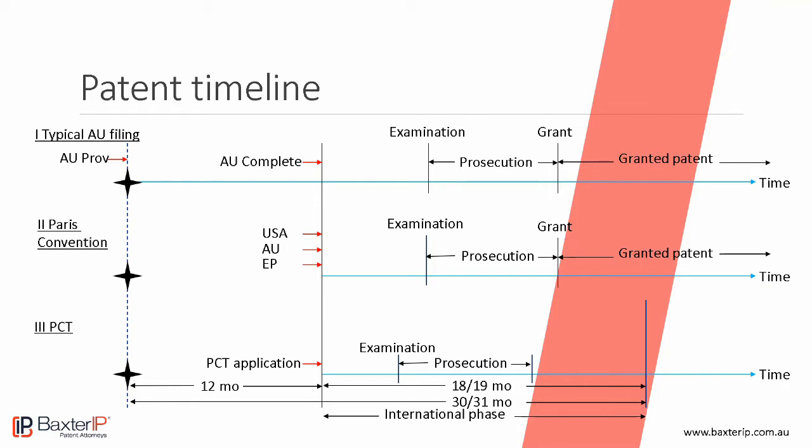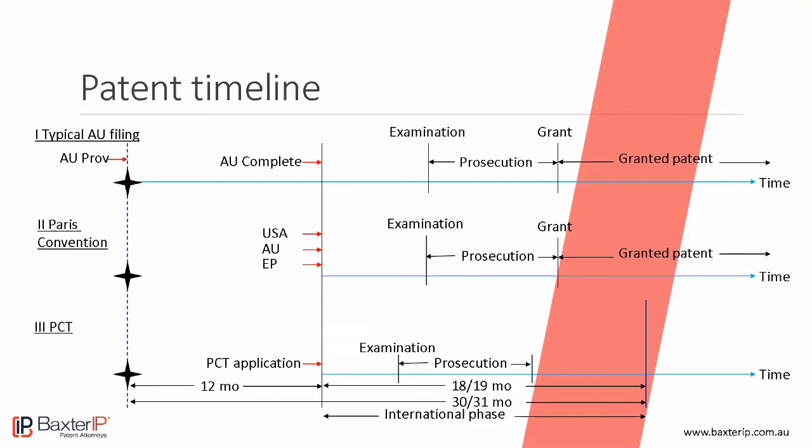However, it's important to understand that even when you prosecute your PCT application, this never ever results in the granting of a PCT application. A PCT application is also sometimes called an international application, and there is no such thing as an international patent, a granted international patent, because there is no process for the formal grant of a PCT application or international application.